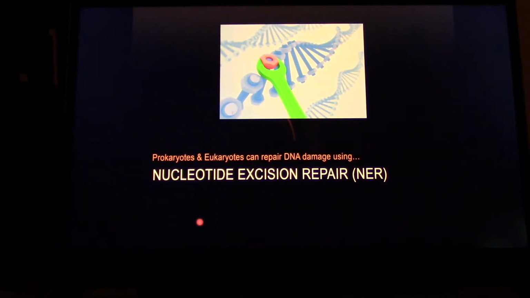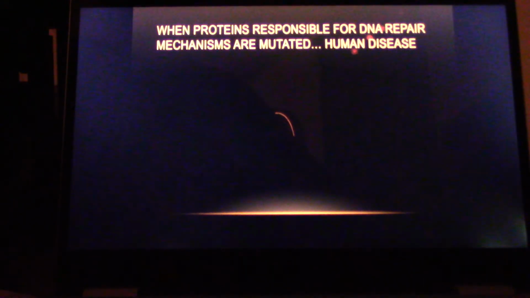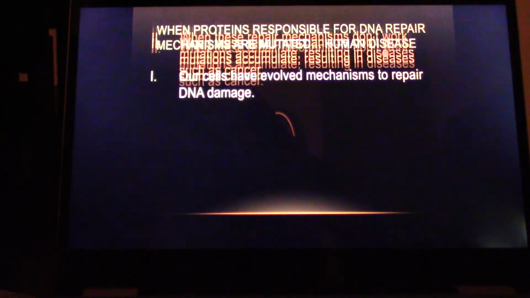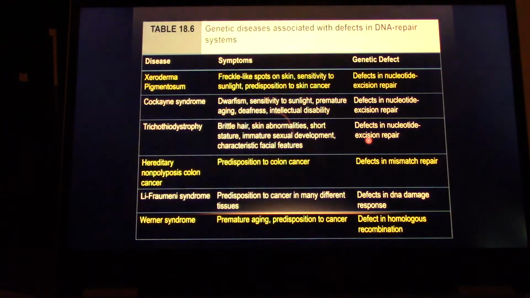More about how to fix DNA. We've got nucleotide excision repair, or NER. This works in eukaryotes. It can also work in prokaryotes. It's much more complicated in eukaryotes than in prokaryotes, but both systems have it. When proteins responsible for DNA repair mechanisms are mutated, you can get human disease because you can't correct those mutations. Our cells have evolved mechanisms to repair DNA damage. When these repair mechanisms don't work, mutations are going to accumulate, resulting in diseases such as cancer.